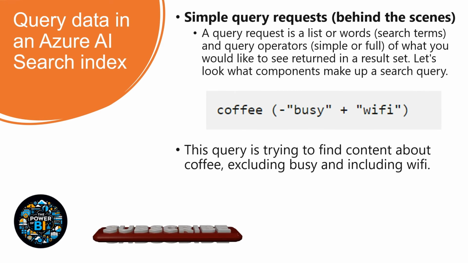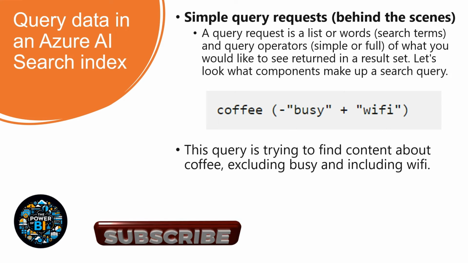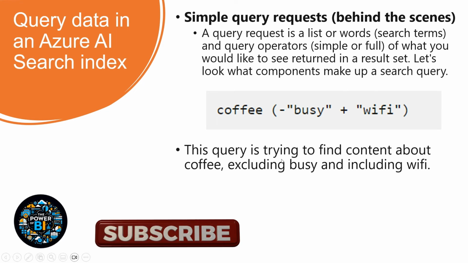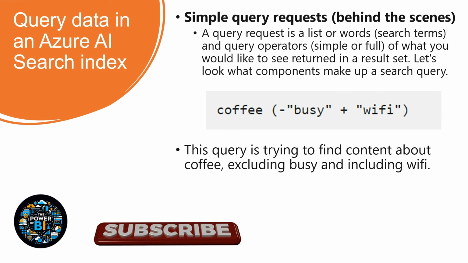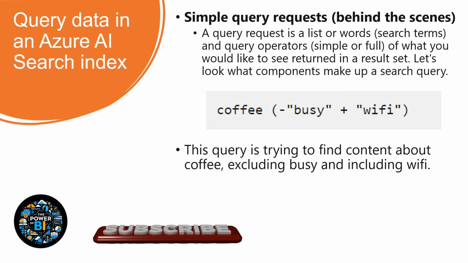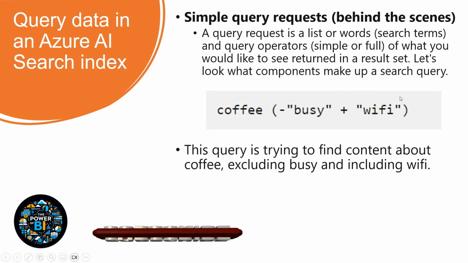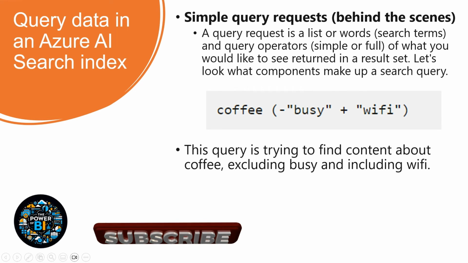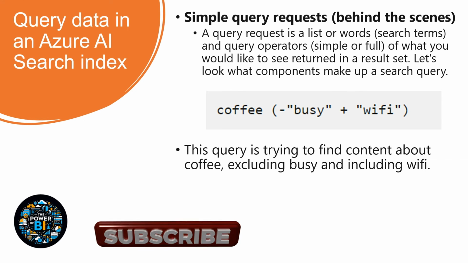When you request a search term, this query is trying to find content about coffee, excluding busy and including Wi-Fi. So that means it is searching for the search terms in the knowledge store, and the search term can be matched in the search index in any order or location. The two phrases will only match exactly what is specified, for example, Wi-Fi is a match, and busy is not to be in the result.